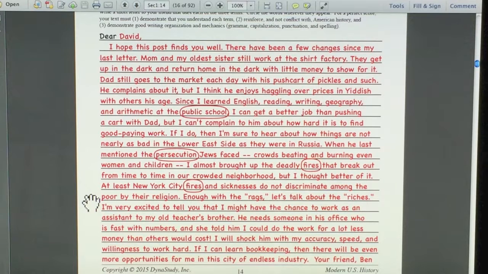Enough with the rags, let's talk about the riches. I'm very excited to tell you that I might have the chance to work as an assistant to my old teacher's brother. He needs someone in his office who is fast with numbers, and she told him I could do the work for a lot less money than others would cost. I will shock him with my accuracy, speed, and willingness to work hard. If I can learn bookkeeping, then there will be even more opportunities for me in this city of endless industry. Your friend, Ben.